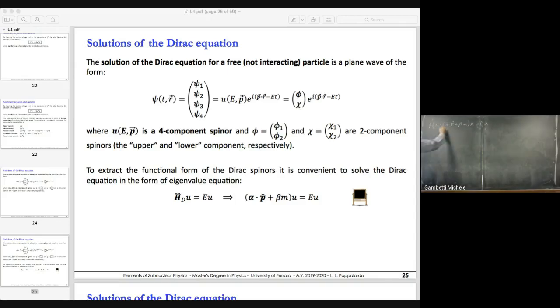Let's now make explicit the alpha matrices here. So this is equivalent to the matrix 0, sigma, sigma, 0, which are the Pauli matrices, if you remember, times the scalar p. Plus, let's make explicit also the beta matrix: I, 0, 0, minus I, times m. And then we split our 4-component spinor into the upper component and the lower component, and this is equal to E times phi, chi.